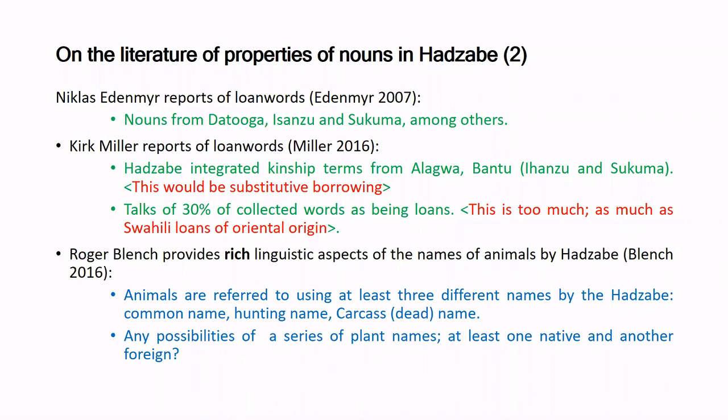nouns. And it is fascinating for me to know that there is penetration of foreign nouns into Hadzabe. And this is supported by Kirk Miller in his research. Now I'll focus on his paper about the integration of kinship terms, foreign kinship terms from Alagwa, Ihanzu, and Isukuma. And when I read through the paper, I realized that there are some kinds of substitutive borrowing in which it appears that some foreign kinship terms tended to push away indigenous ones.